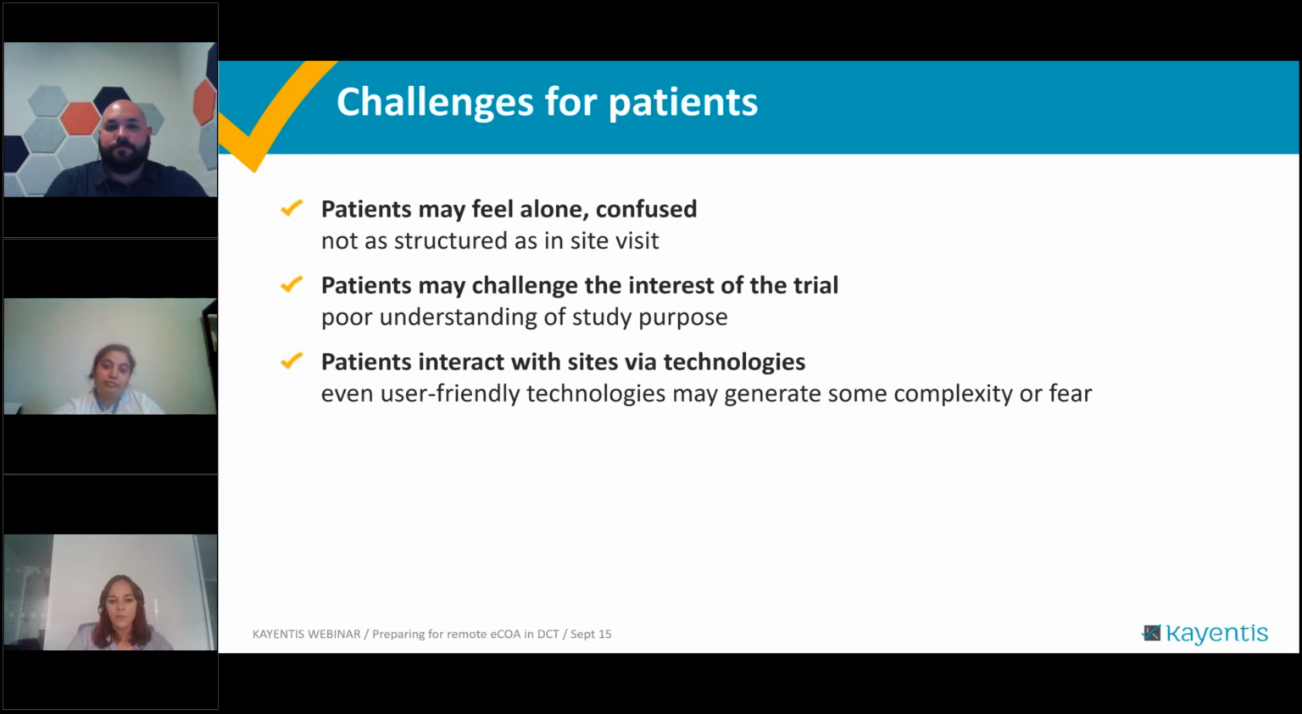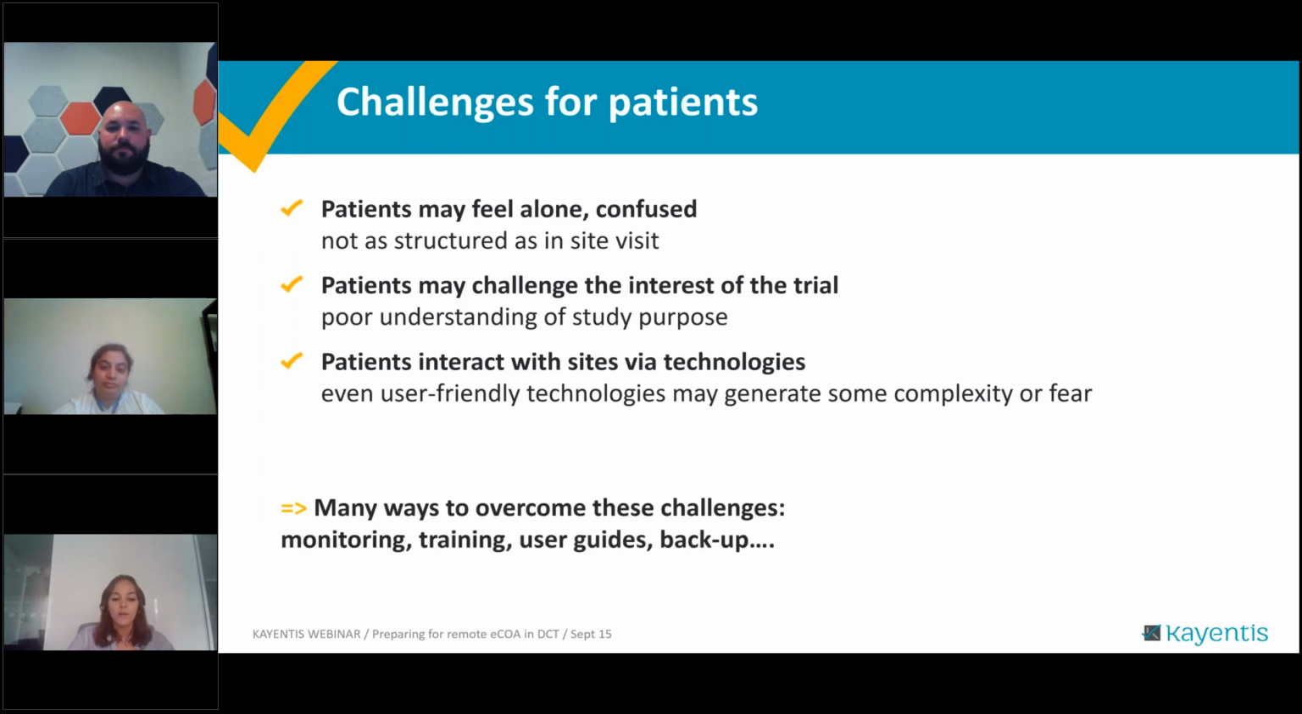Also, some patients can challenge the interest of the trial. Why? Maybe they don't really understand the study purpose, or because if they have any question, it is always easier to ask the site team directly on site rather than do it remotely. At the end, in a decentralized clinical trial, the way in which patients interact with sites is via technologies. And even if sometimes we provide user-friendly technologies, there are a lot of patients that are not confident or comfortable with them, and it can generate some complexity or fear.